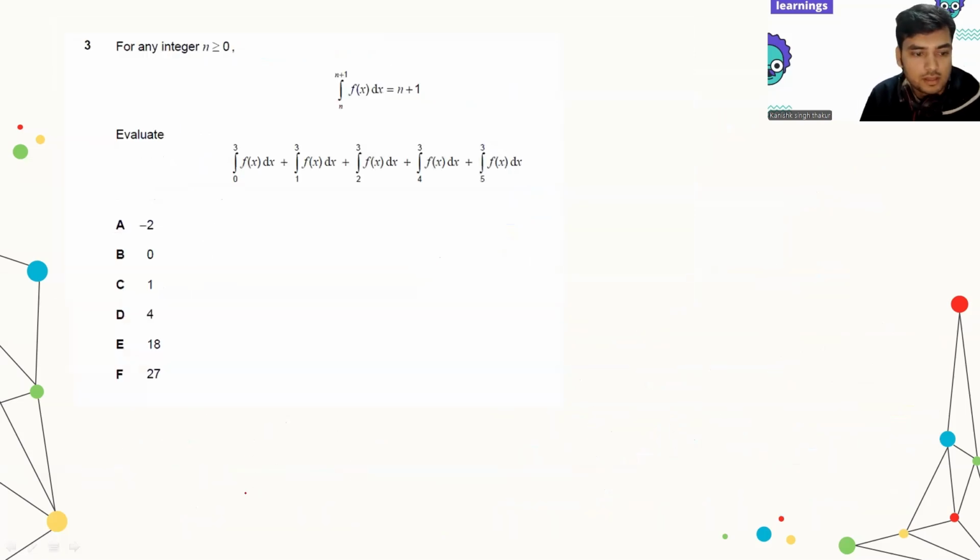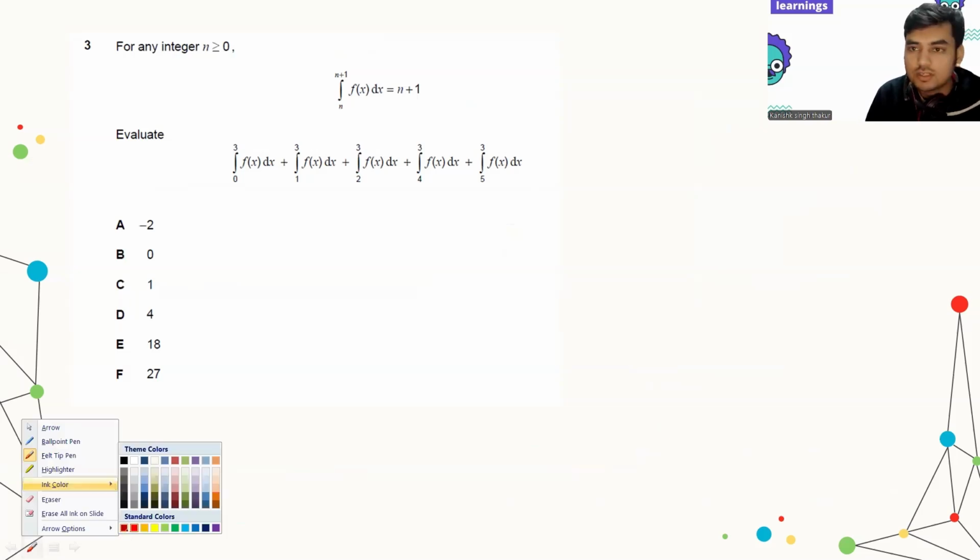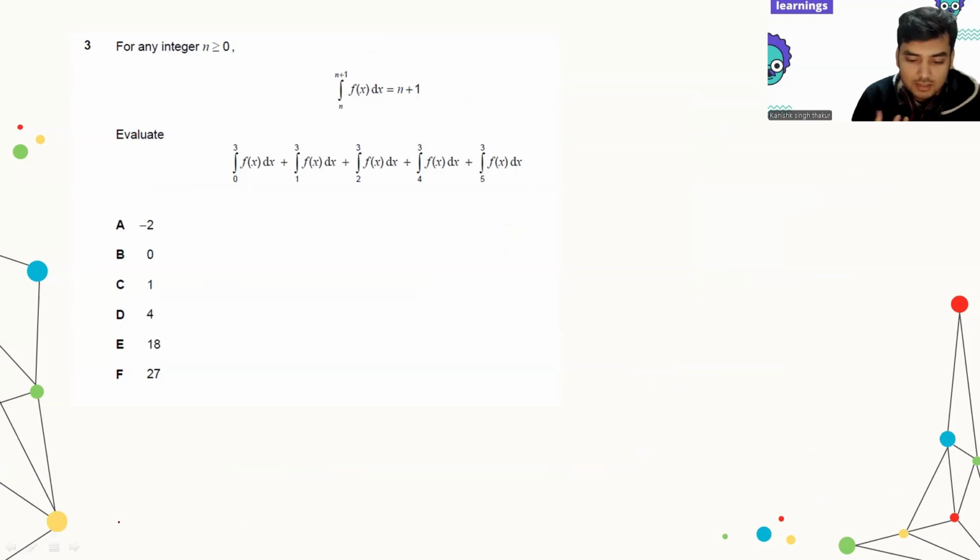Now let's do this. This is again a definite integration question, right? What TMU says is that paper 1 is a mathematical reasoning paper, but what happens? They put any type of question in any paper. So we have to be prepared for that. Now see what they are telling: 0 to 3, then 1 to 3, 2 to 3, 4 to 3, 5 to 3. You have to find an integration, and the integral from n to n plus 1 is given. So this is not even an integration question, isn't it? This can be done directly.